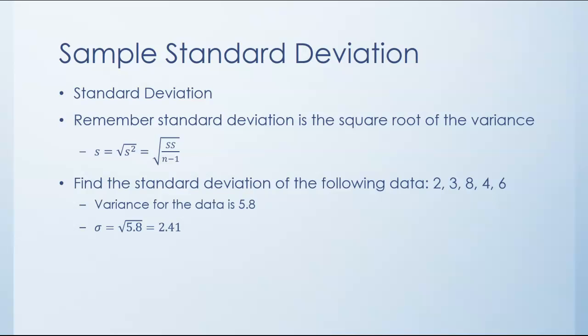Let me know if you have any questions on how to find sample variance or sample standard deviation. Again, it's extremely similar to what we were doing with the population. The biggest thing to remember is when we do that sample variance, the denominator, instead of being n, is going to be n minus 1. So the sum of squares divided by n minus 1. Again, if you have questions, let me know.